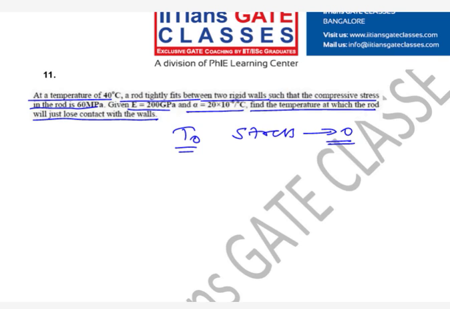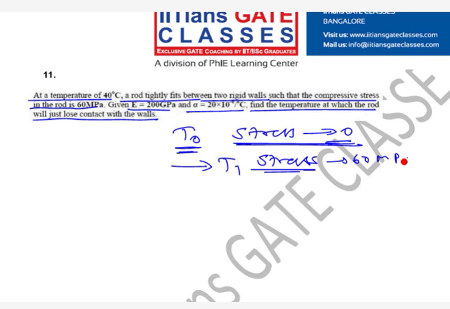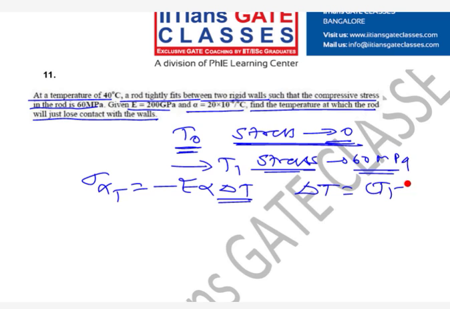Yeah guys, so at the initial temperature T naught, your stress is 0. Now suppose this T naught became T1. So your stress is how much? It is 60 megapascal. Okay, clear? Now the stress is compressive, right? Because we know always sigma x thermal is minus E alpha delta T. Now what is your delta T here? Delta T is T1 minus T naught. Now what is given? T1 is given, T naught is unknown.